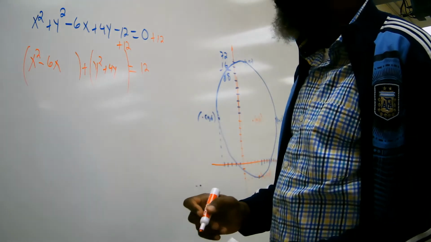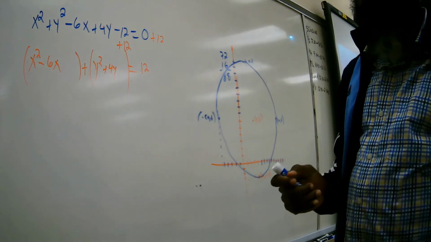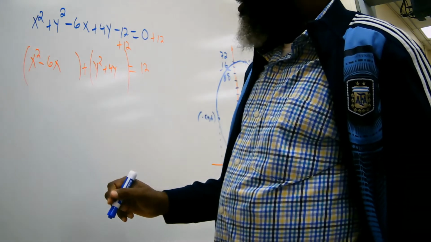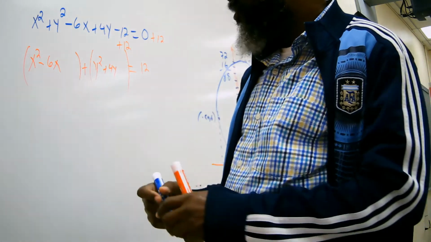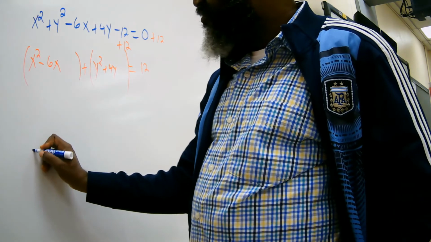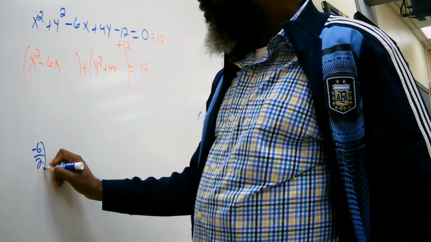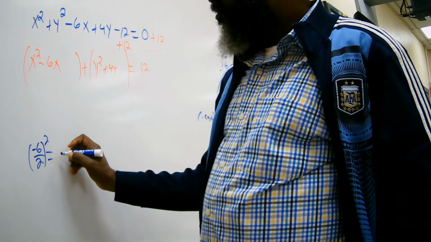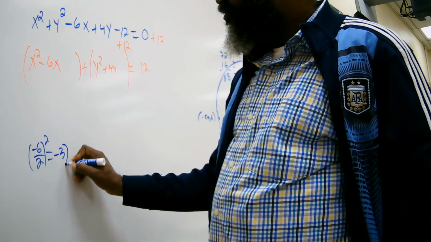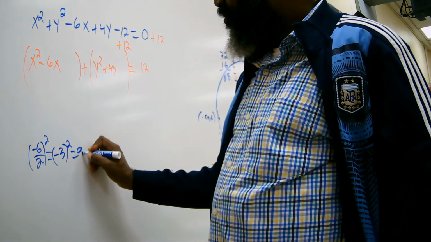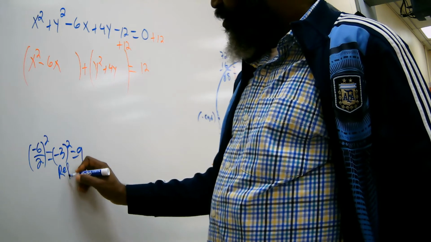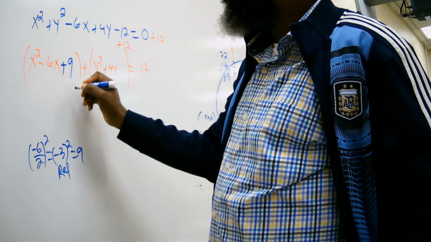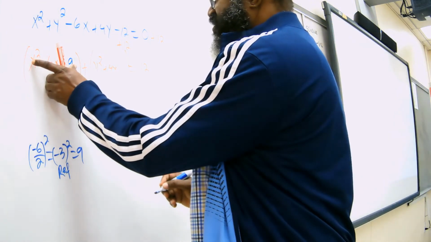Then we try to make each term a perfect square trinomial. So you take the negative 6, you divide by 2, and whatever the outcome is, negative 3, then you square it. That will give you 9. So you add 9 on that side, this becomes a perfect square trinomial for this term.